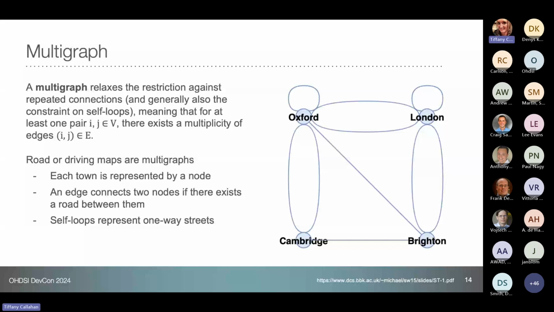And so one way we can think of a multigraph, or what's represented using one in a simple circumstance, is that roadmaps or driving maps can really be thought of as multigraphs, where each town is represented by a node, and an edge connects 2 nodes if there's a road between them. And so self-loops in this way can be thought of as one-way streets or, in some sense, a cul-de-sac.